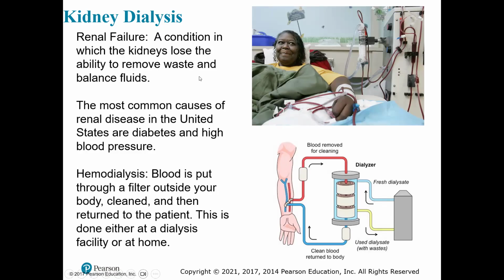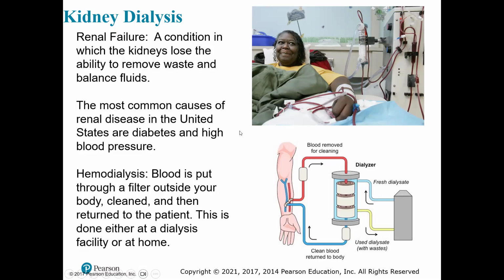ARF is acute renal failure, where the kidneys get damaged and they fail immediately. Fortunately, acute kidney failure can be reversed. But then there's also chronic kidney disease, or CKD, which cannot be reversed. And then to the point where a person needs dialysis, that's called end-stage renal disease.